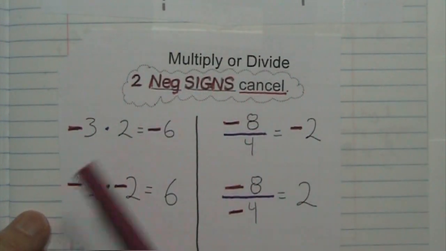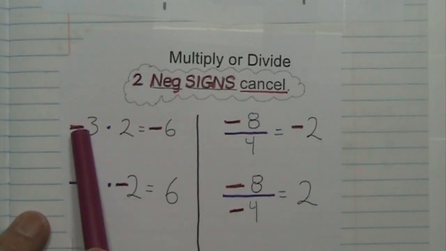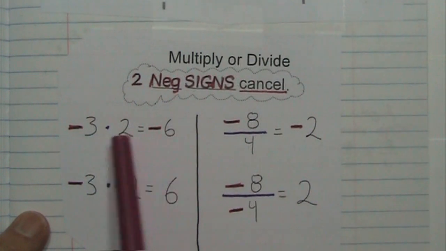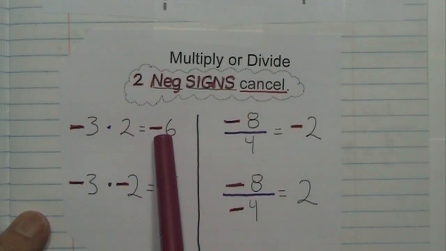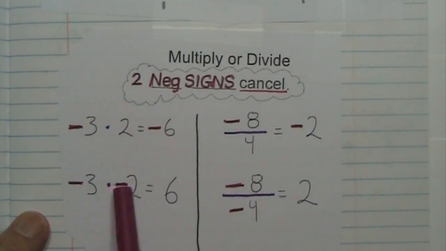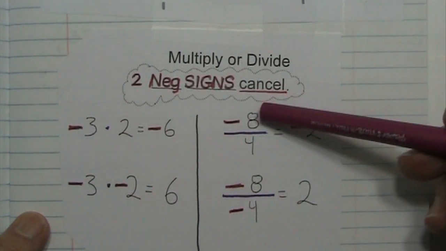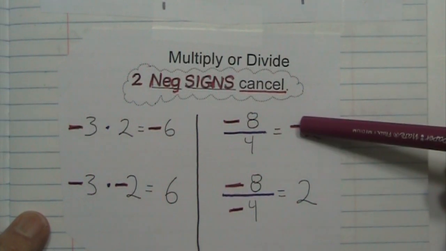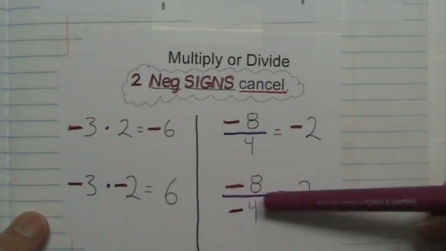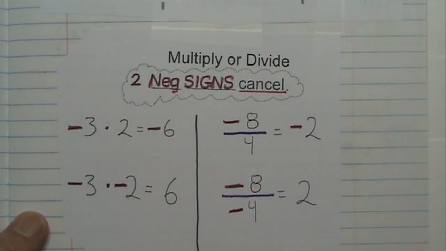It's just 2 negative signs cancel. So here we have 1 negative sign. 3 times 2 is 6. 1 negative sign means it's negative. 3 times 2 is 6. 2 negative signs cancel each other. It's +6. The same goes with division. 1 negative, negative. 2 negatives make it positive. They cancel each other.